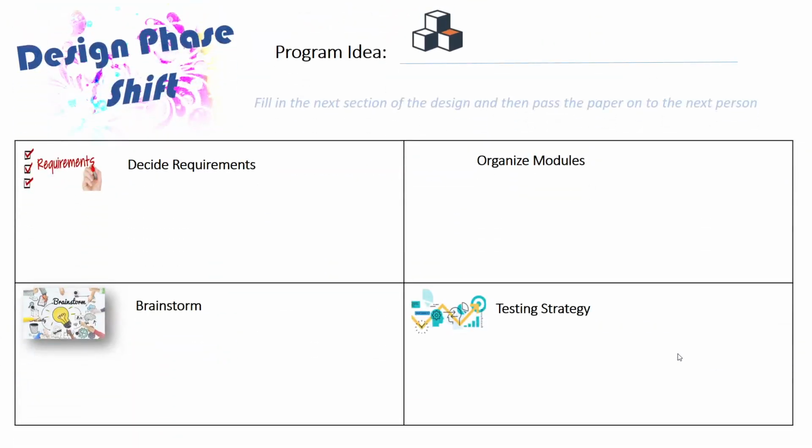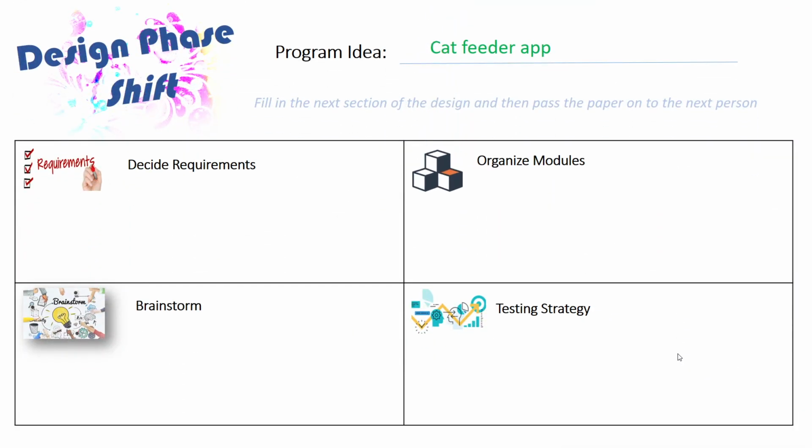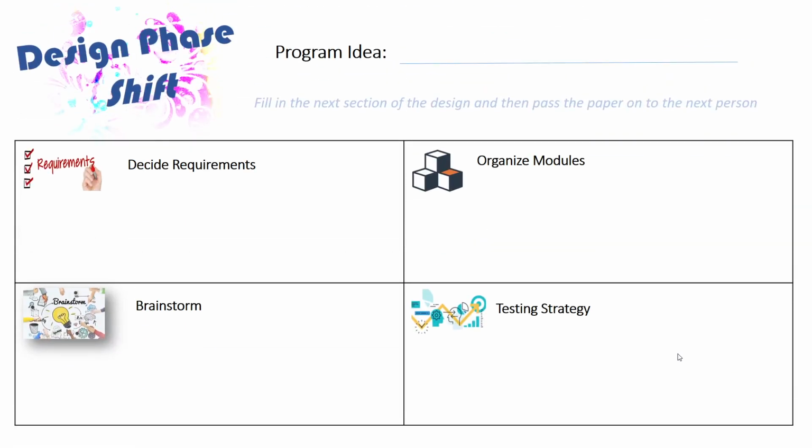So usually we have these phases, and let's look at these main modules. This is the process, okay? Requirements, brainstorm, organize modules, and then testing. Obviously, coding's in the middle there. But this is all usually done, the testing strategy is done before you actually code, because you want to know, how can I test something, or how can I come up with a plan to test it when it's done?